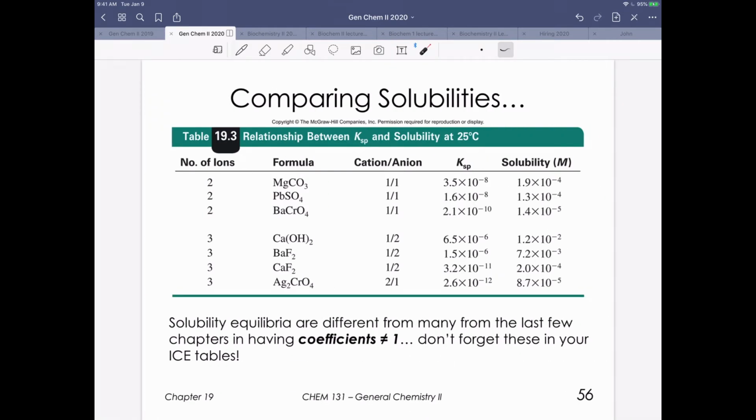So one of the things that we need to make sure that we are very cognizant of as we're doing these kinds of problems is that it's very common to see coefficients that are not equal to 1. So again, some of these that we see up here, there might be two ions that are produced, but the anion to cation ratio is 1 to 1, so those coefficients will be 1, and we don't really need to worry about those there. But we're going to see a lot of salts here that are going to have non-1 coefficients. Make sure that we don't forget these in our ICE table, and our next problem is going to allow us to practice that.